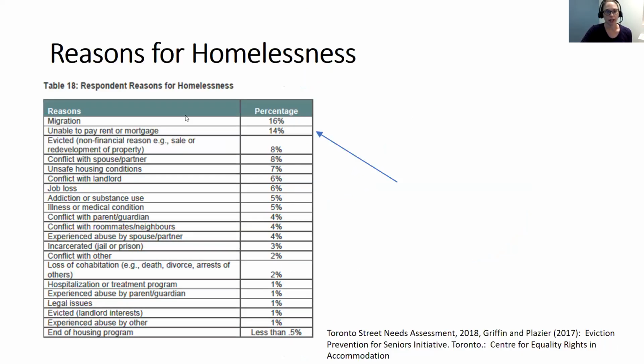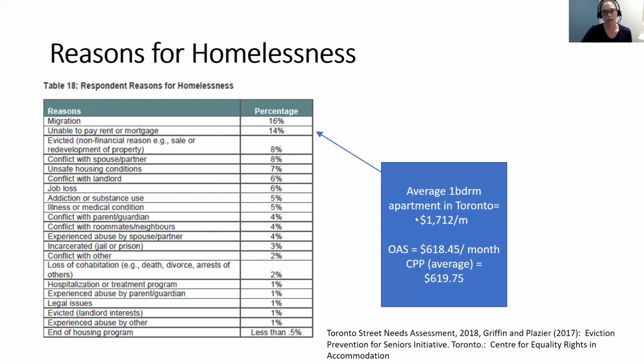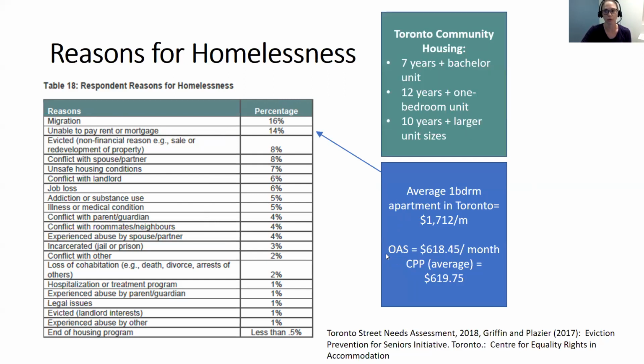And then I just want to highlight the impact of income in our older population. If we look for reasons for homelessness, this is all comers, not just related to older adults. The top reason for homelessness in Toronto in 2018 was migration, and just under that was inability to pay rent or mortgage. And when we think about the average one bedroom apartment in Toronto being $1,700 a month, and someone being on a fixed senior's income of on average about $1,200 a month, you can do the math and see why there are a number of seniors who are vulnerable to homelessness.